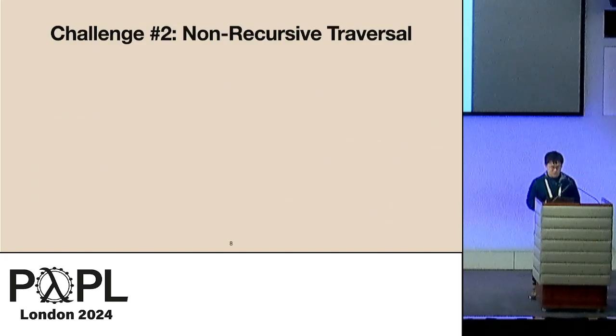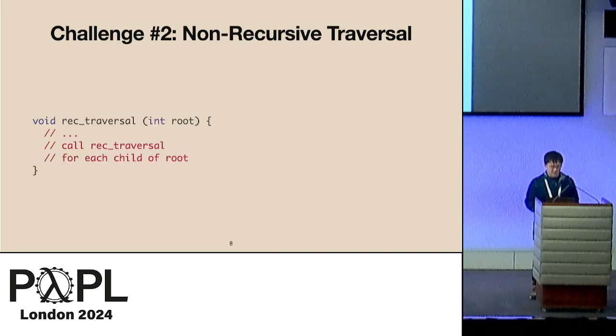Another challenge is about certifying tree traversals with assisting stacks, or non-recursive traversals. Tree traversals like pre-order traversal or post-order traversal can be easily implemented as recursive functions like this. However, non-recursive traversals avoid overhead introduced by recursion, such as stack frame allocation. Therefore, non-recursive traversals can be useful in scenarios where time efficiency is very important.